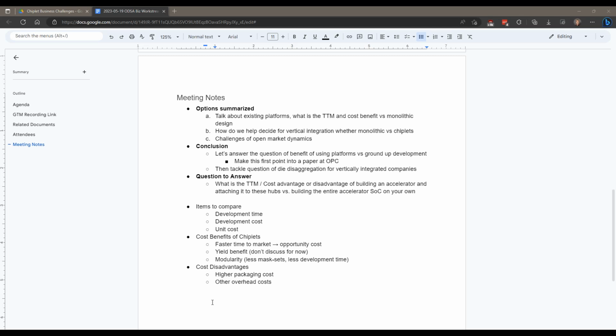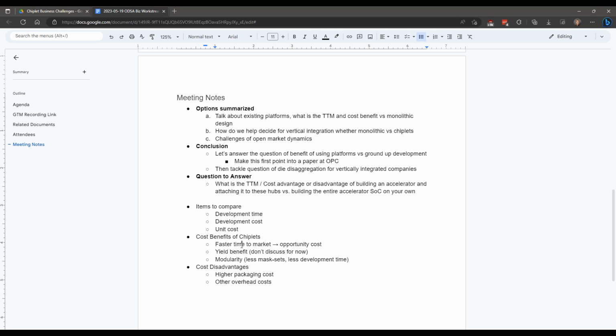Wait, say that last part again. The disadvantages or the other overheads? Other overhead, yeah. Well, sorry, these are the technicals. I'm saying there are three different business cases. One is if you're building super large chips. The second is if you are a large company revamping your product line. And the third is if you're a small company trying to put a product out. These are the three distinct business use cases in my head.